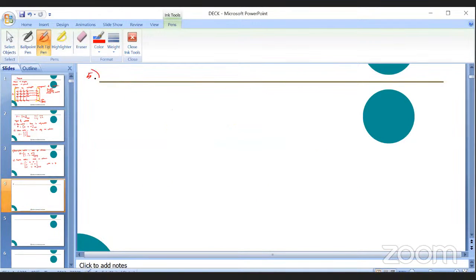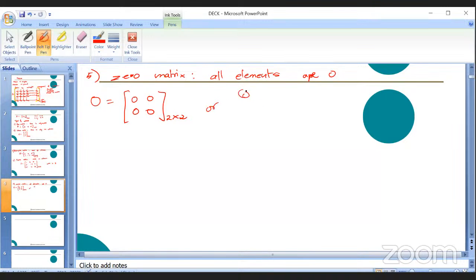Next, the 5th kind of matrix is called zero matrix. In this, all elements are 0. For example, it can be a square matrix like this, O, 2 by 2, 2 rows, 2 columns, all elements are 0. Or the zero matrix O can be like a rectangle, 2 rows and 3 columns: 0, 0, 0, 0, 0, 0. Like this also it can be a zero matrix.